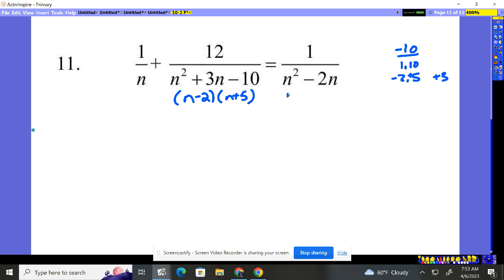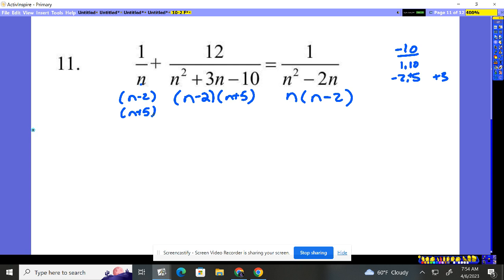Okay, what is this guy? Well, an n factors out, and you have an n minus 2. They all need the same thing. We have an n here. We have an n minus 2, n plus 5, n minus 2. So it looks like the common denominator for all of them is simply going to be an n minus 2 and an n plus 5. So what does this guy lack? He lacks having an n minus 2 and the n plus 5.